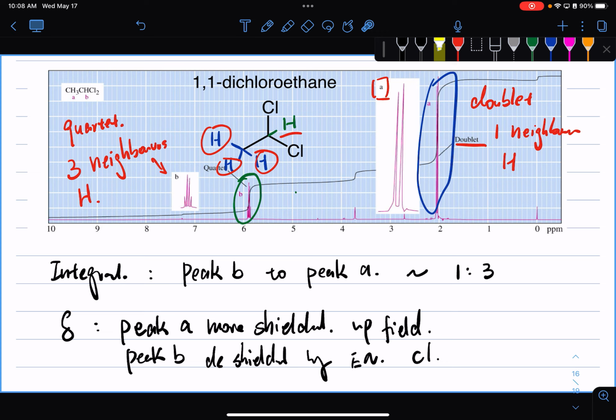So when we're talking about neighboring, we're not talking about neighbor carbon. We're talking about the hydrogens on its neighboring carbon. So this is a carbon, this is the green peak we're talking about. It is a quartet. And adjacent to this carbon atom, we have this methyl group. And on this methyl carbon, we have 3 hydrogen atoms that split this green hydrogen. So that is why this peak B, which is the signal corresponding to the green hydrogen, is a quartet.